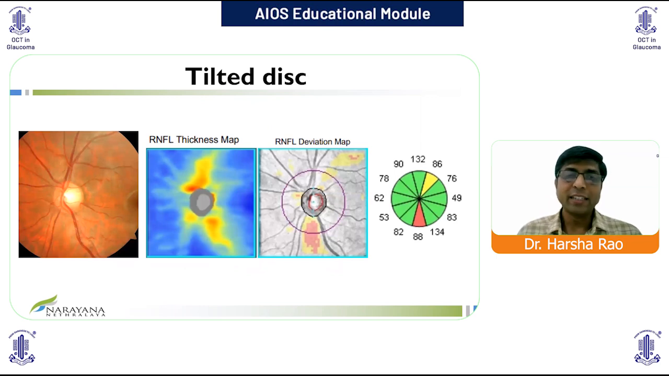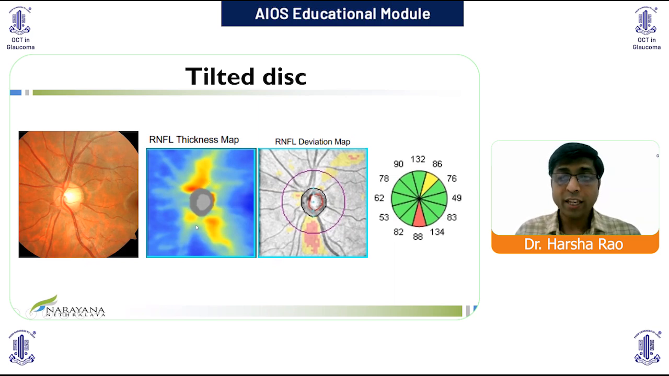Here is a tilted disc. So if you look at the disc here, clinically this disc looks non-glaucomatous, very healthy. If you look at the RNFL map here, the pattern of RNFL thickness also looks perfectly fine. We see bright RNFL bundles superiorly and inferiorly. However, there is a slight anti-clockwise tilt here.